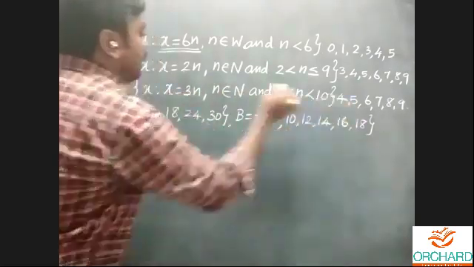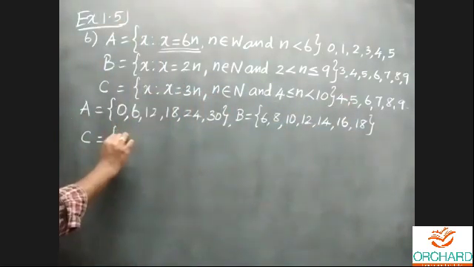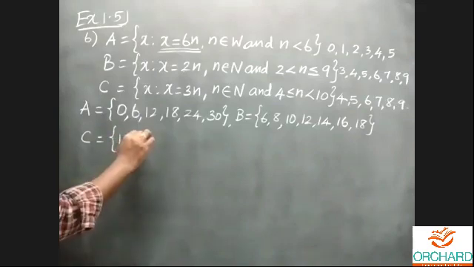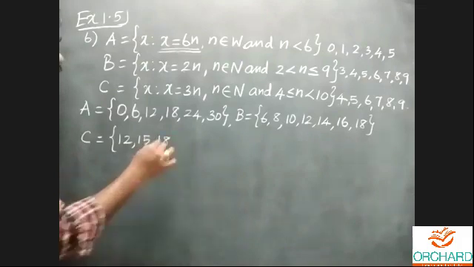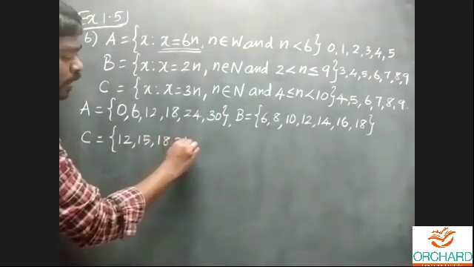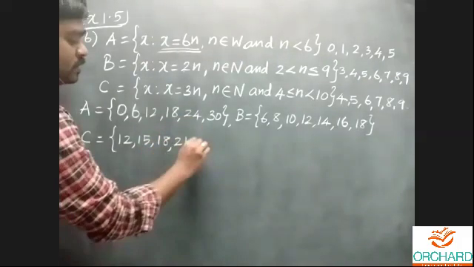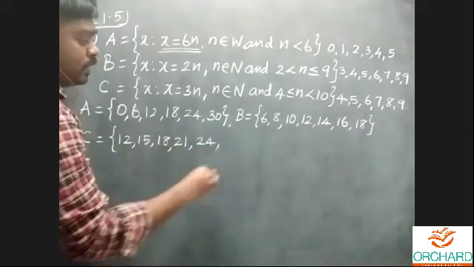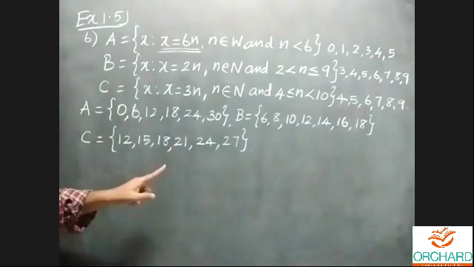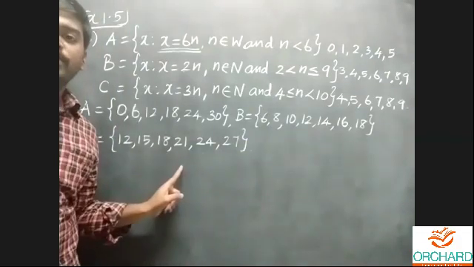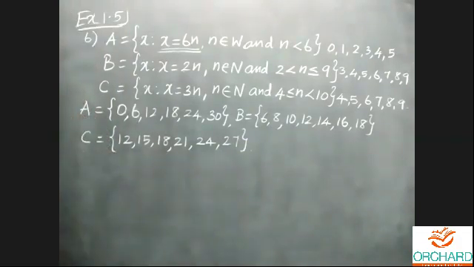Three 4s are 12, it's a multiple of 3. Then 3 5s are 15, 3 6s are 18, 3 7s are 21, 3 8s are 24, and 3 9s are 27. Okay, this is the element of set C.